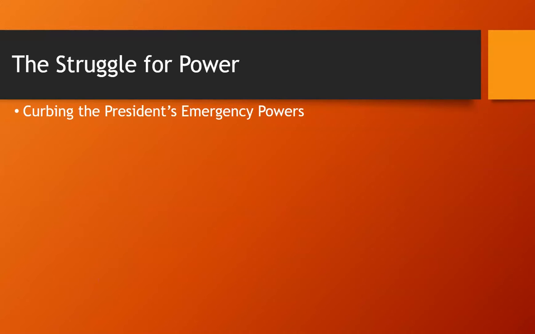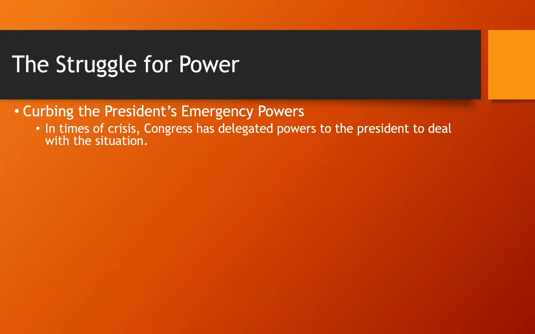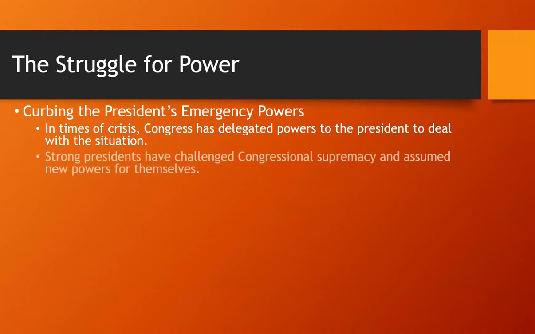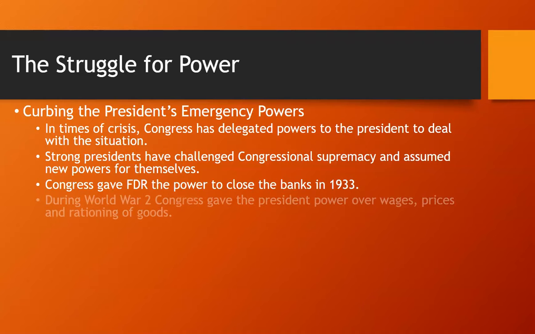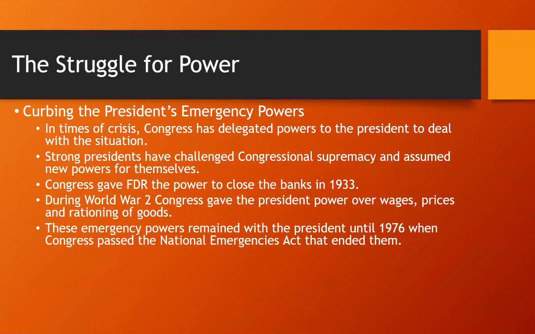The struggle for power. Curbing the President's emergency powers. In times of crisis, Congress has delegated powers to the President to deal with an emergency or situation. Strong presidents have challenged congressional supremacy and have assumed new powers for themselves. For example, Congress gave Franklin Roosevelt the power to close the banks in 1933. And during World War II, Congress gave the president power over wages, prices, and rationing of goods.